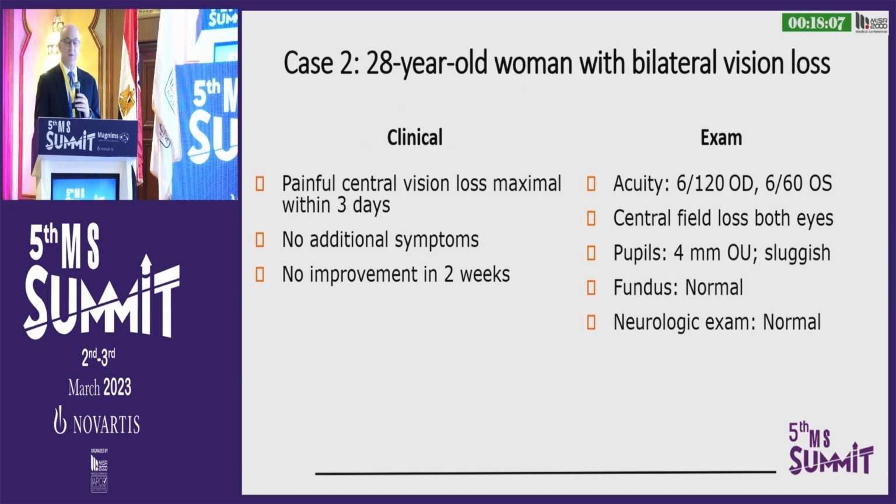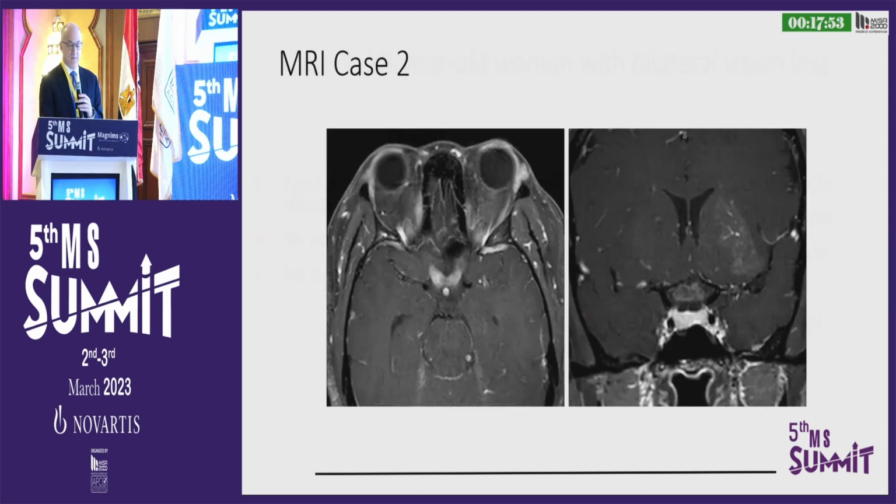This is another patient with painful central vision loss that was maximal at 3 days. However, this time both eyes are affected. Because both eyes are affected, there's no afferent pupillary defect, and the neurologic and eye exam are otherwise normal.